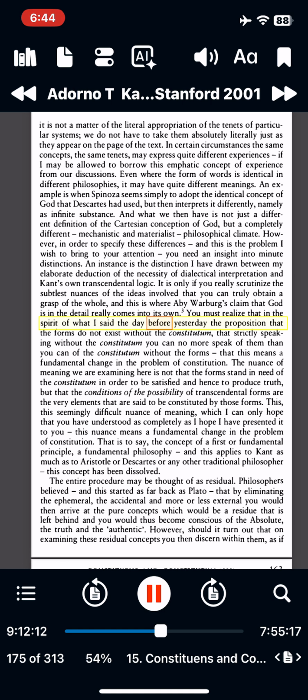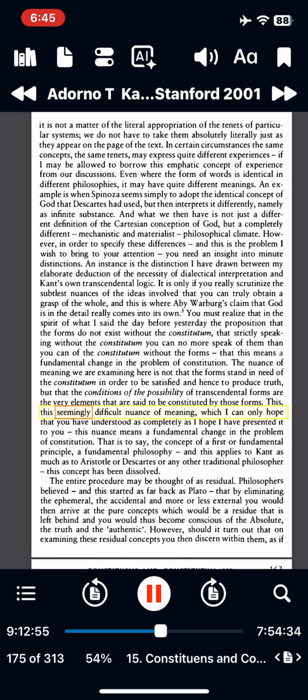You must realize that in the spirit of what I said the day before yesterday, the proposition that the forms do not exist without the constitutum, that strictly speaking without the constitutum you can no more speak of them than you can of the constitutum without the forms, means a fundamental change in the problem of constitution. The nuance of meaning we are examining here is not that the forms stand in need of the constitutum in order to be satisfied and hence to produce truth, but that the conditions of the possibility of transcendental forms are the very elements that are said to be constituted by those forms.